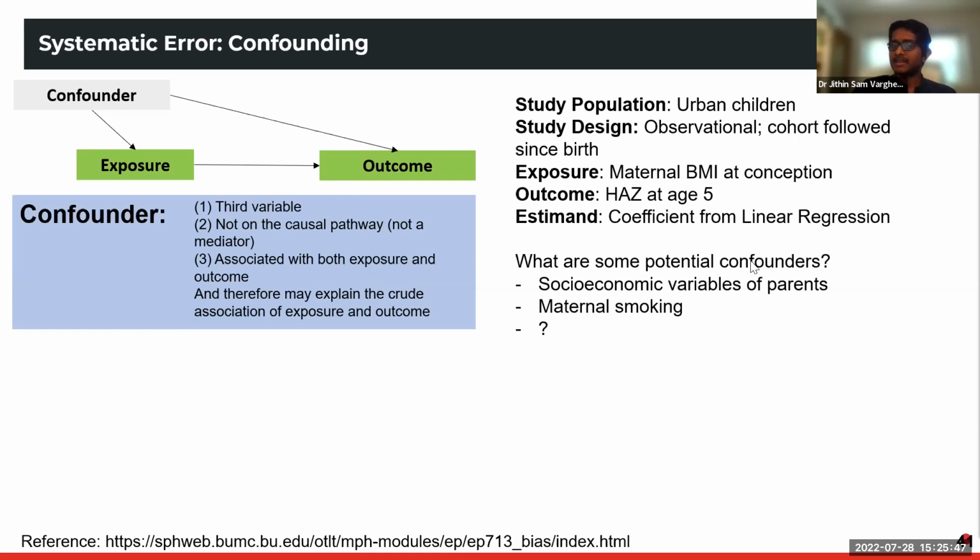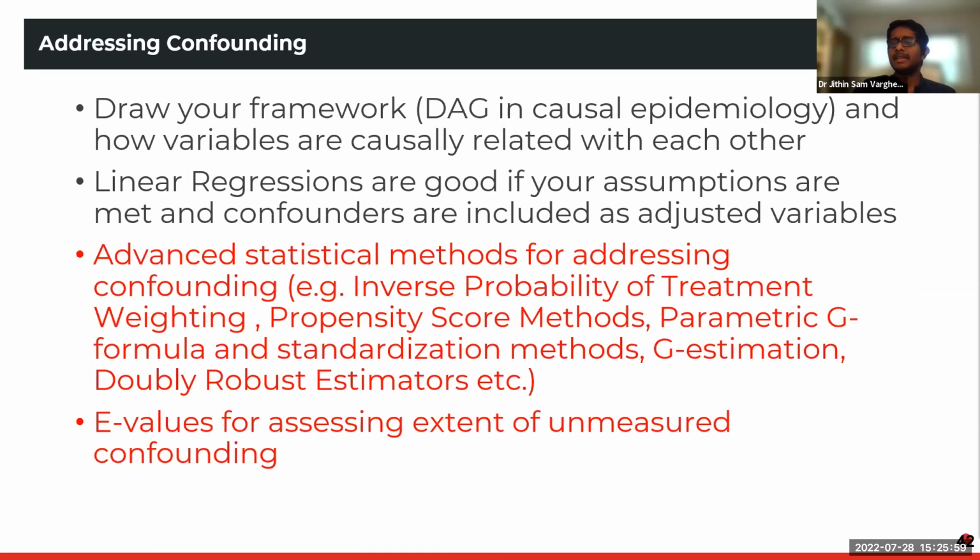Now, what are some potential confounders in our case? In our case, some confounders can be how wealthy the parents are or maternal smoking. And typically, what you need to do when you think of a confounder is to do a proper literature review and identify all the variables that can predict your exposure and the outcome. And we need to adjust for those variables in your regression model. And linear regressions are good if your assumptions are met and your confounders are included as adjusted variables.